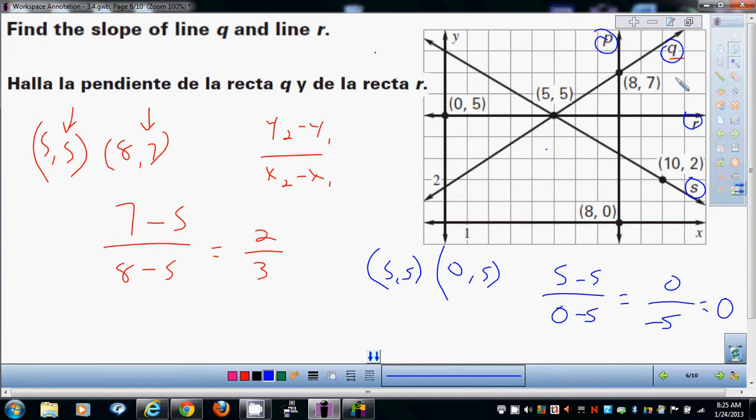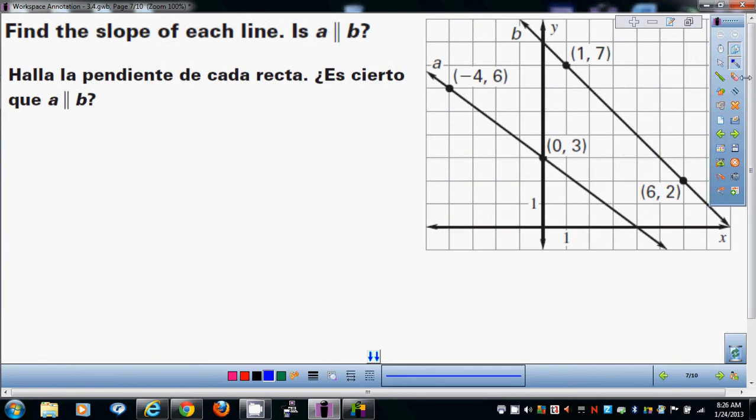Find the slopes of each line and then say if they're parallel. Try to find the slopes of those 2 lines and then we'll talk about if they're parallel. I'll come around and assist if you need it.